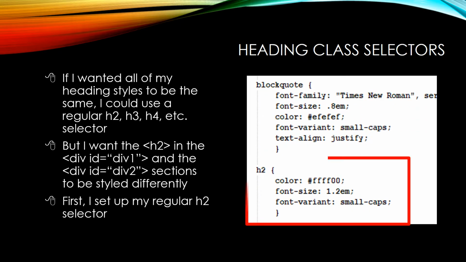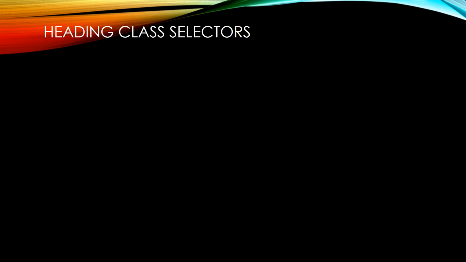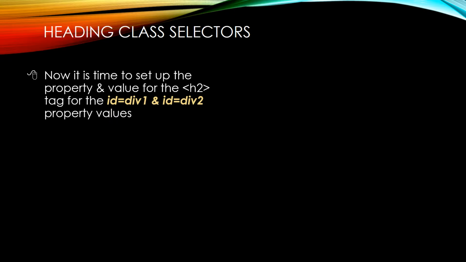First, I'm going to set up my regular H2 selector. After the block quote, I will put in my H2 selector that targets all of my H2 tags. It will have the color, font size, and font variant. Now it's time for me to set up my actual class selectors that will target the div 1 and the div 2 property values in the body tags.